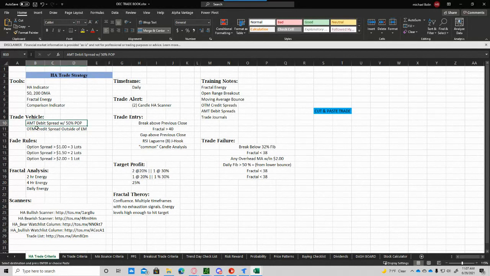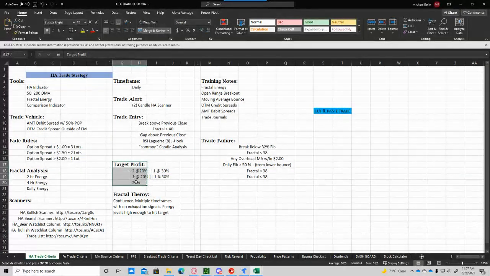I had the trade vehicle listed. What was I going to be using? Because we can do stocks, options, combination of stocks and options. What was the strategy going to employ? What were my fade rules going to be? What kind of fractal analysis was I going to use? Can the trade be identified from scanners?